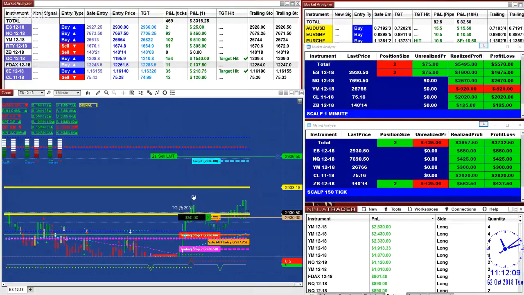But this is a pullback on the ES. There is nothing to panic about on that trade, just a pullback. And what amazed me, the scalper took a short trade. The 1 minute scalper took a short trade. And this is amazing. I don't think that scalper trade is going to make it.